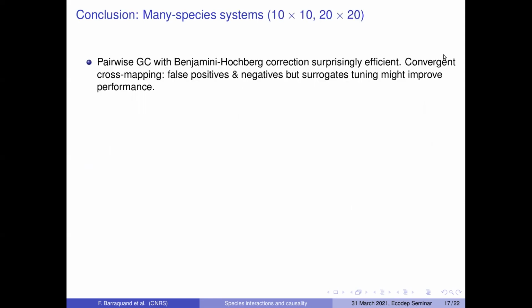Now, going to many species, 10 by 10 or 20 by 20 interaction matrices, surprisingly, the pairwise Granger causality with a Benjamini-Hochberg correction was really efficient. I didn't really expect that. Doing the same correction with convergent cross-mapping wasn't so great, but on the other hand, we used very simple surrogate time series, and improving these surrogates might change the result somewhat. So there might be ways to tune the convergent cross-mapping so that it performs better.